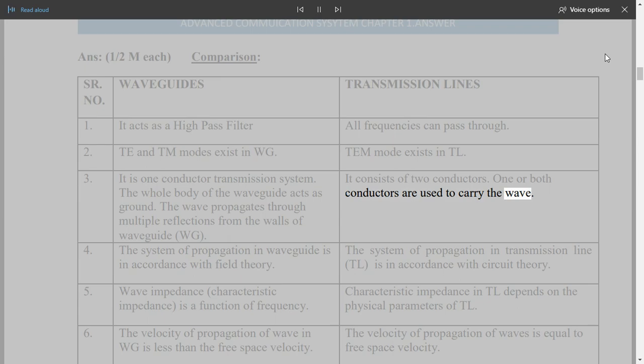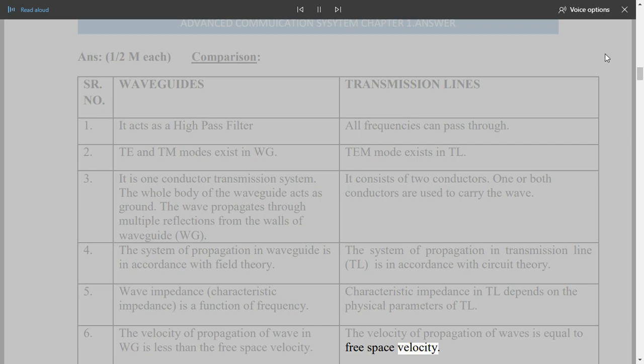4. The system of propagation in a waveguide is in accordance with field theory. The system of propagation in a transmission line, TL, is in accordance with circuit theory. 5. Wave impedance is a function of frequency. Characteristic impedance in TL depends on the physical parameters of the TL. 6. The velocity of propagation of wave in WG is greater than free space velocity for phase, while in TL the velocity of propagation of waves is equal to free space velocity.